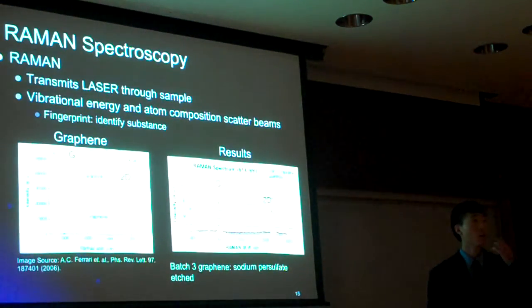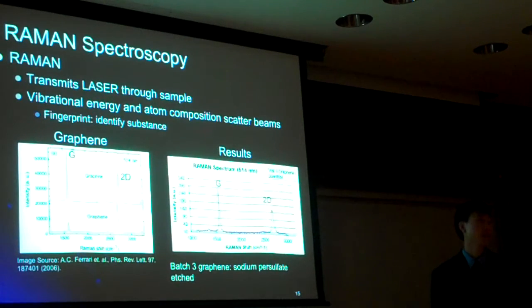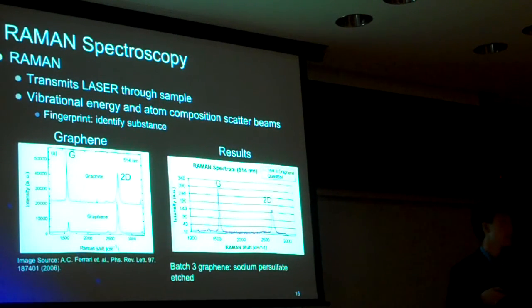So the next step would be to characterize it using Raman spectroscopy. So Raman is essentially a technique where you transmit a laser through a sample in order to determine what you have. And it's based off vibrational energy and the composition of whatever you have. So on the left is the established signature for what graphene and other graphene-like substances have. It has the G peak, and it has a 2D peak. So when we Ramaned, we found this G peak, and we found this 2D peak. So it seems to suggest that we have multi-layer graphene.